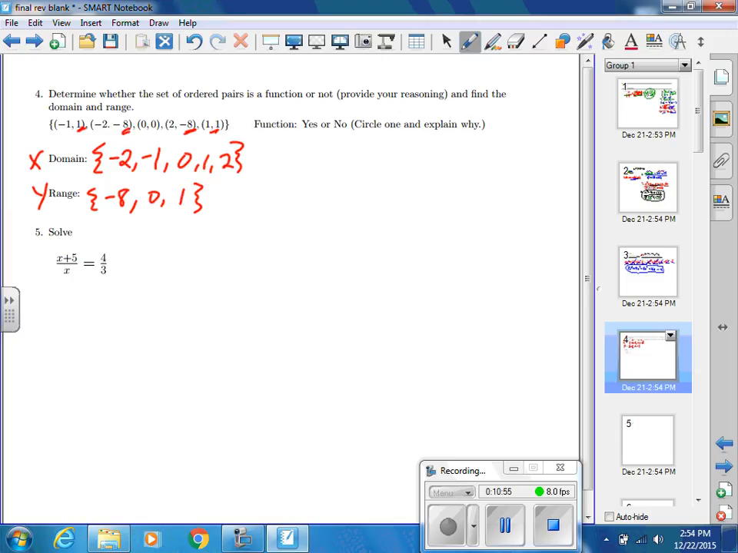Now notice there's a difference between my domain and range, meaning that one of them has more numbers than the other. Usually that's a bad sign, meaning that it's not a function, but not in this case, because I have more x's than I do y's, okay? So this is a function, yes. The reason why is I don't have two x's going to different y's, so I have no repeated x's paired with different y's.